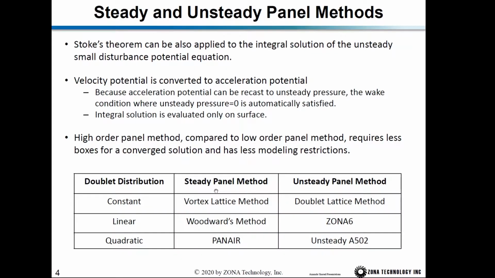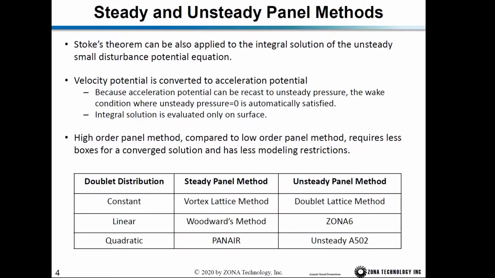And for the steady panel methods, the vortex lattice method uses the constant doublet, and the Ural's method uses the linear doublet. PanAir uses the quadratic doublet. So PanAir has the highest order formulation, and the vortex lattice method is the lowest order method. And for the unsteady panel methods, the unsteady extension of PanAir is called A502. It has the highest panel formulation. The doublet lattice method is the lowest one, and ZONA6 also uses the linear doublet assumption.